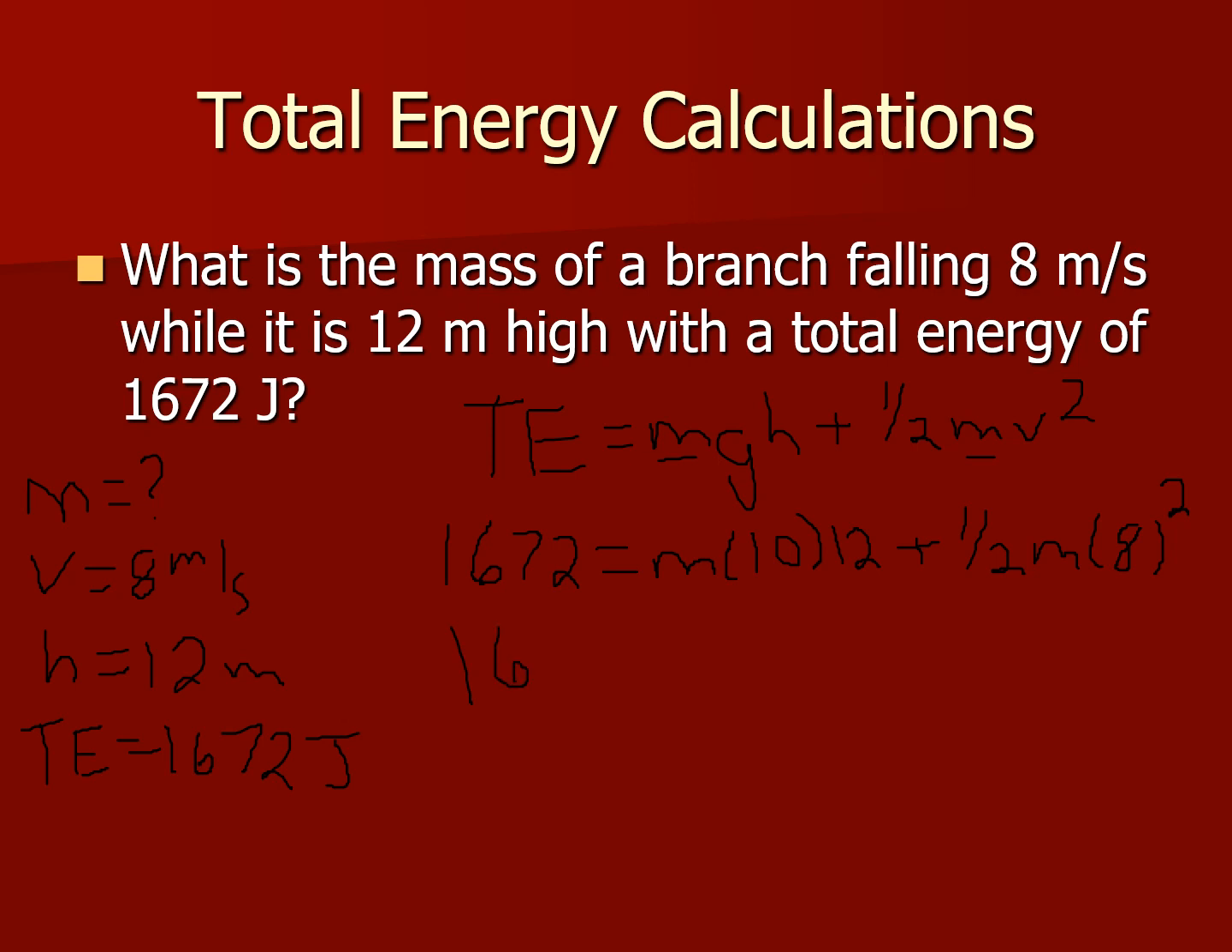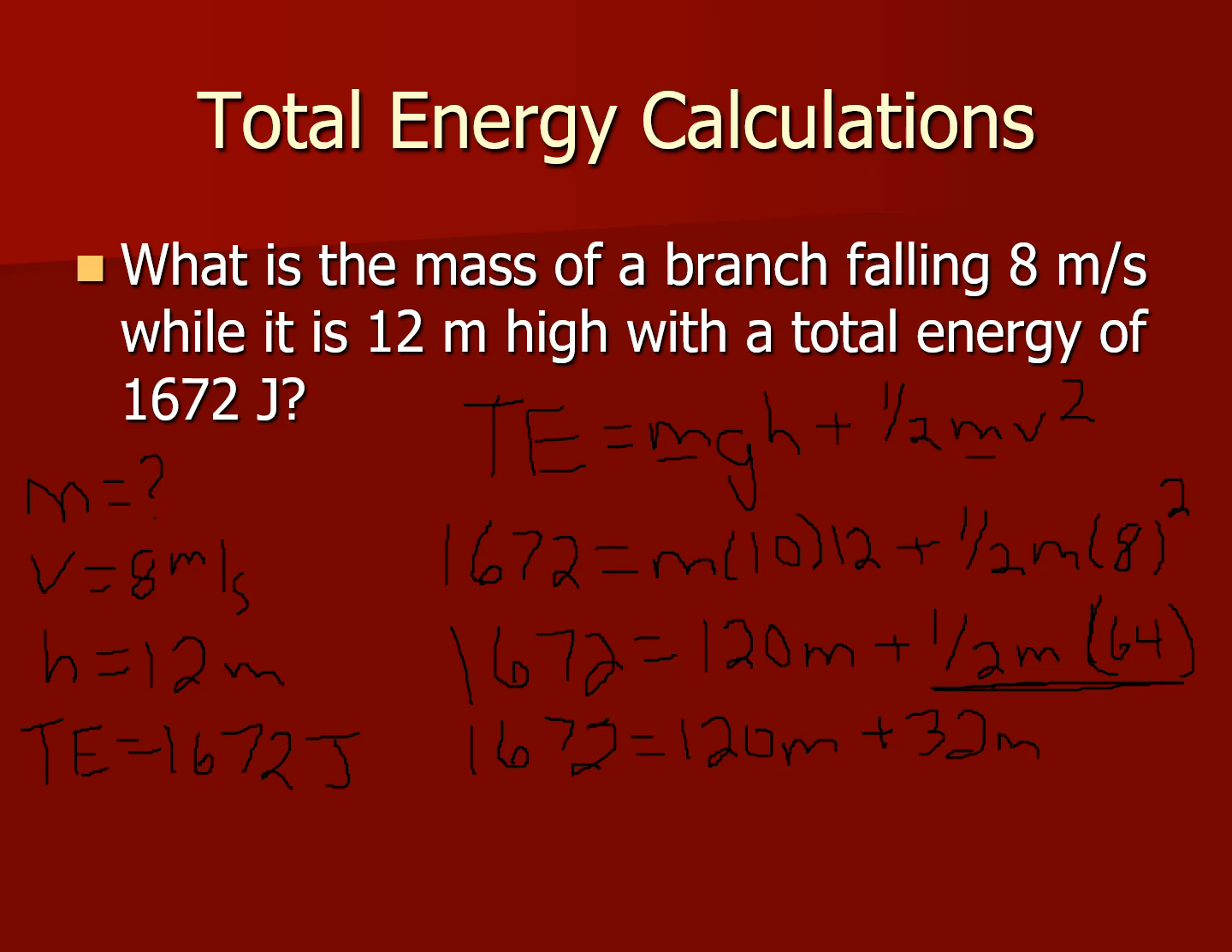All right, so I'm going to bring the 1672 down, equals 10 times 12 is 120. I'm going to call this 120 m plus 8 squared is 64. Good. Okay, so far so good. So when the half is in front, what I can do when it's all together, I could just take half of 64. And that's exactly what I'm going to do. So I'm going to bring everything down again. 1672 equals 120 m. Half of 64 is 32. So this is just 32 m.